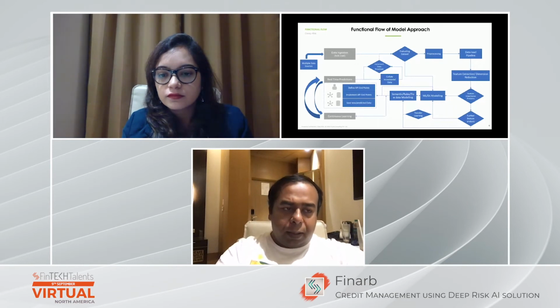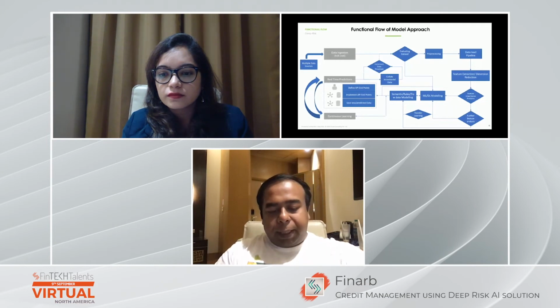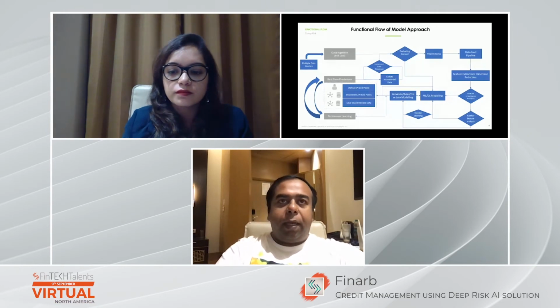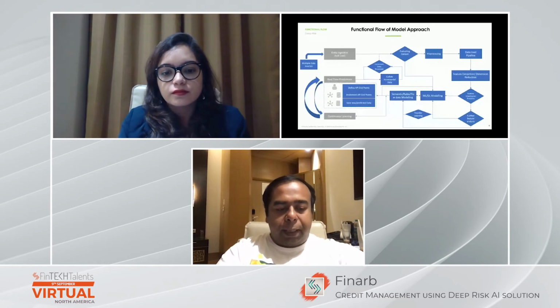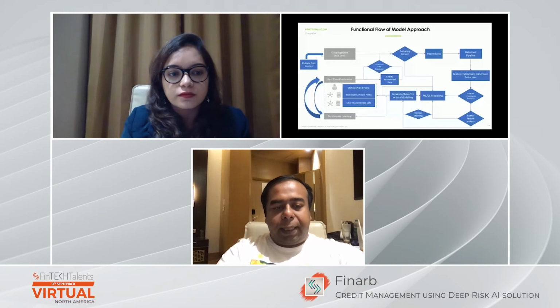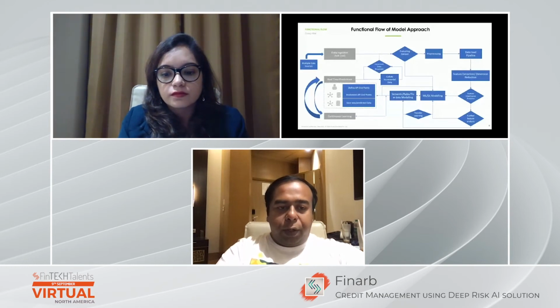One point to touch upon here is that dimension reduction is a very important aspect in credit risk. The simple reason is that for your PD model and LGD model, when you calculate the expected loss, you are multiplying the PD, the LGD, and the EAD. So when you are multiplying PD and LGD, they should be independent events.